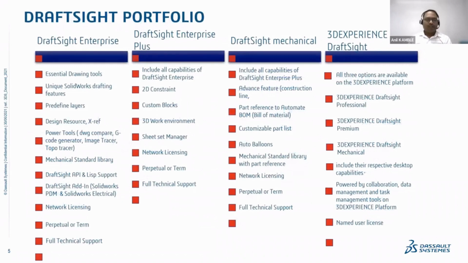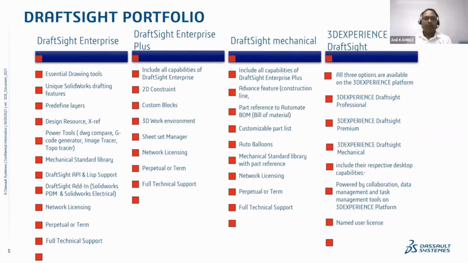Now we listen to our customers, and that's how we cater the products based on customer needs. So the products that you see, DraftSight Enterprise, DraftSight Enterprise Plus, and DraftSight Mechanical, are the network license applications. And we also provide standalone applications like DraftSight Professional and Premium. For more information, you can go to the website www.draftsight.com.